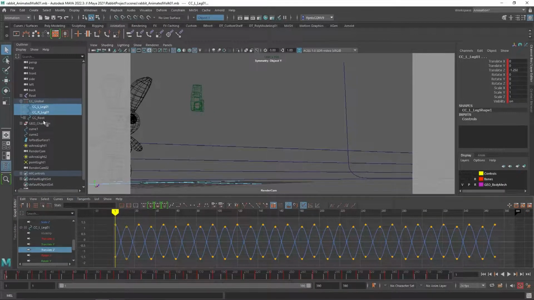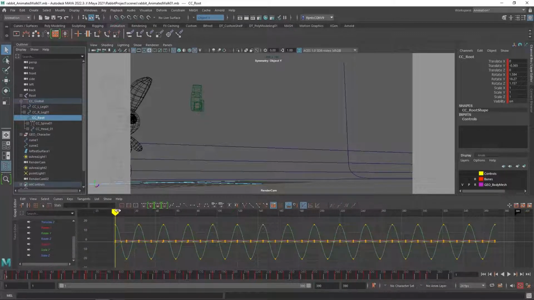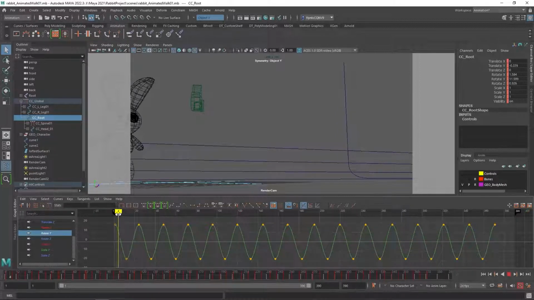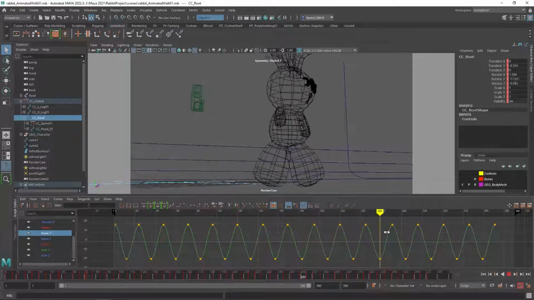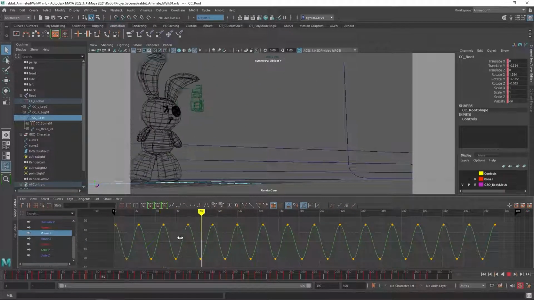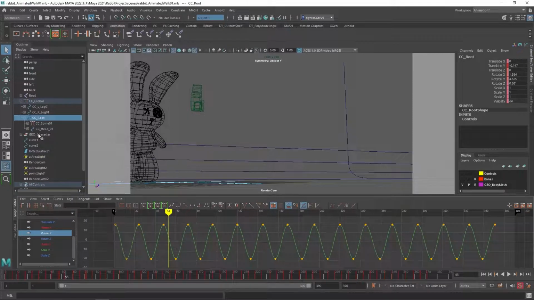Now the only other controller that has any keyframes on it is the root, or the hip, and that has displacement in the Y direction. It makes the character bob up and down, as we do when we walk. But there are other secondary motions going on here.